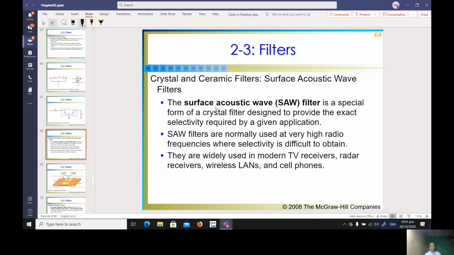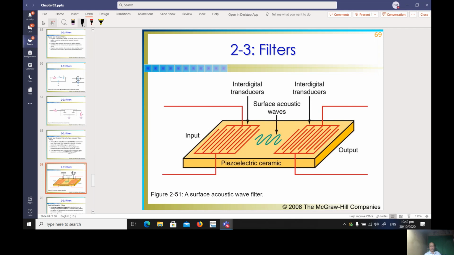There is also the SAW, or surface acoustic wave. It is a special form of crystal filter designed to provide exact selectivity. It is used in higher transceivers like modern TV, radar, and even your cell phone. That is why your cellphone signal is good and seldom choppy, because your filters are dedicated for that. This is the acoustic wave filter.